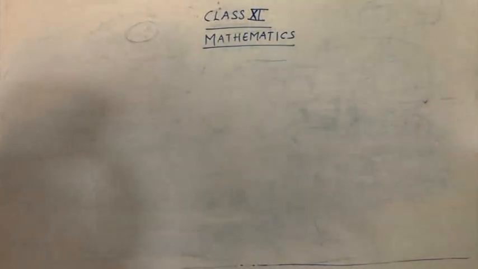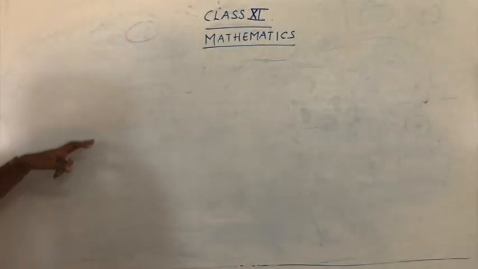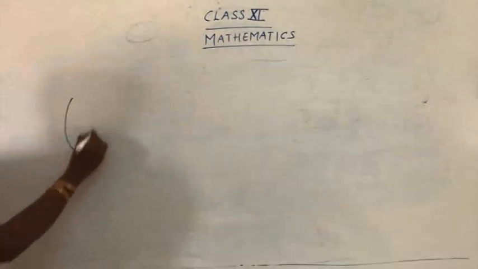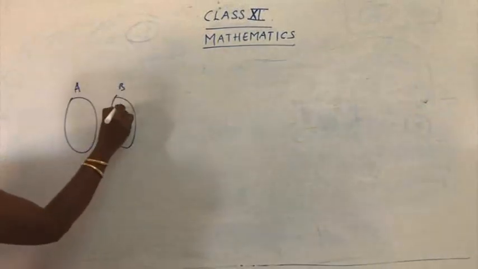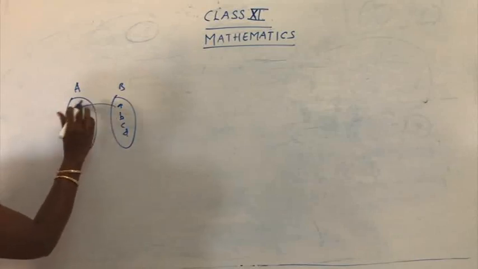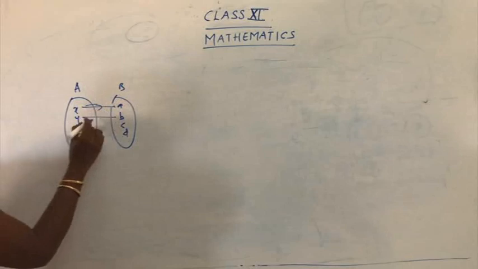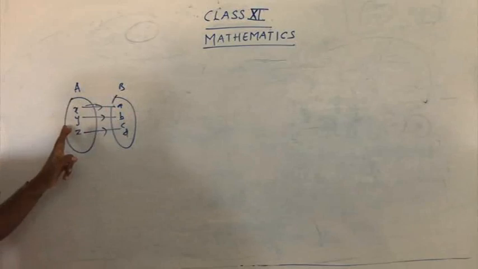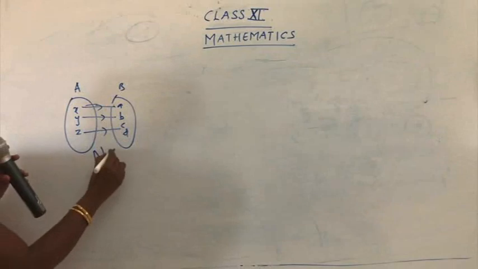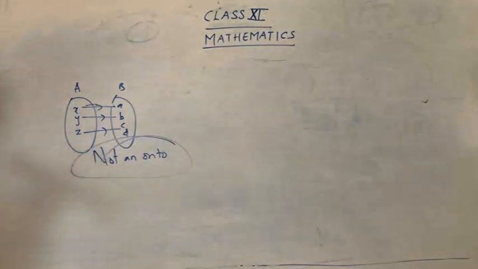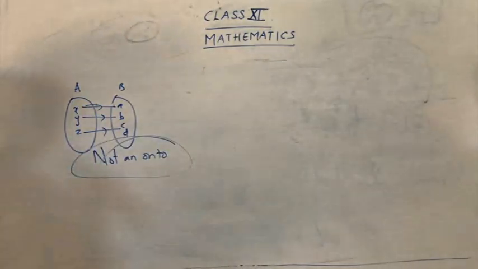And onto, what is onto? Every element in the codomain has a pre-image in the domain. Suppose you have A and B, with A, B, C, D in one set and X, Y, Z in the other. When there is a mapping, A has a pre-image, B has a pre-image, C has a pre-image, but D does not have a pre-image. So this type of function is not an onto function. These were the things that we studied in our last class.